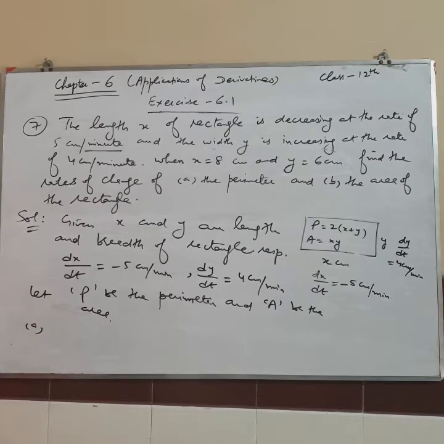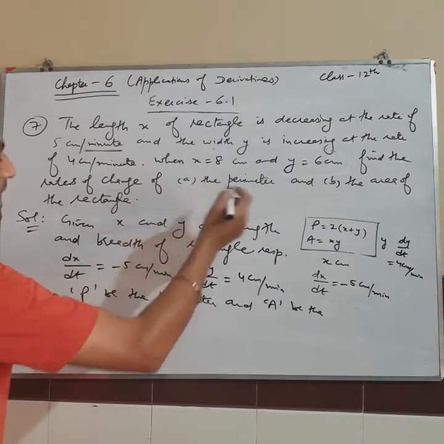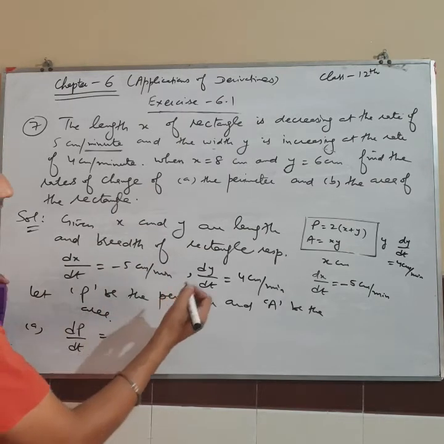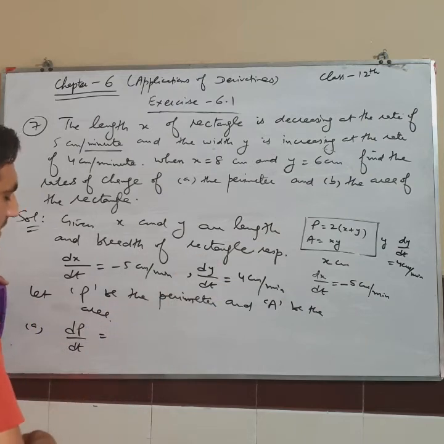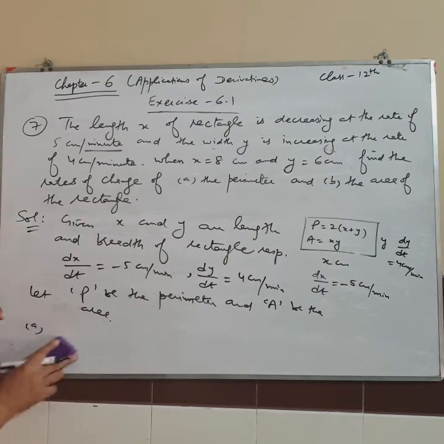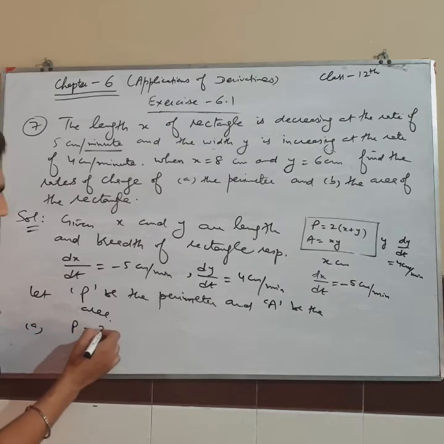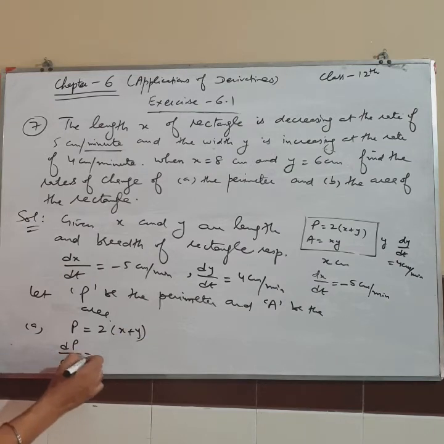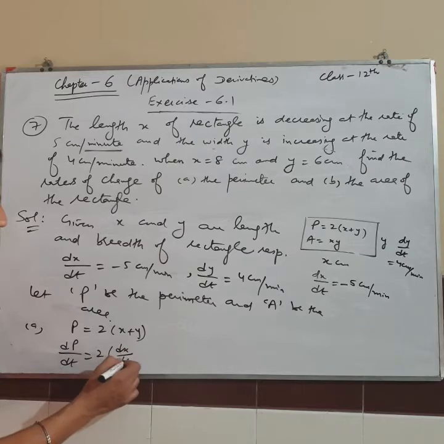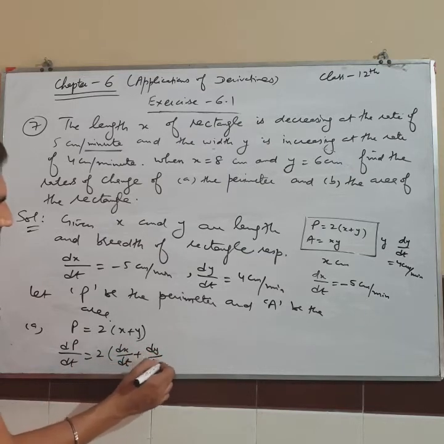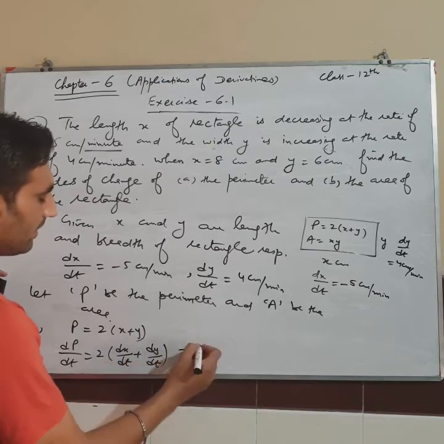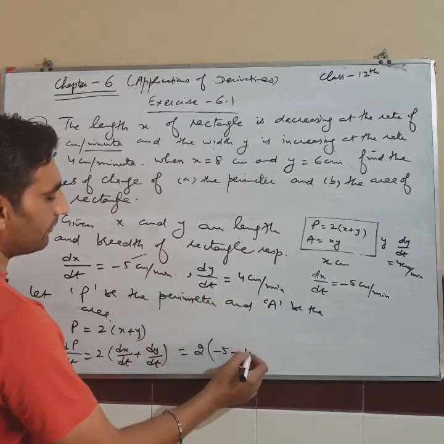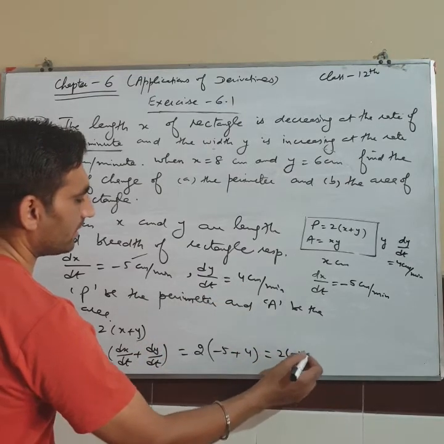So we will write first about perimeter and area. I am writing part number A. What is given? Rate of change of perimeter, so dP over dt. What will be dP over dt? Firstly mention perimeter. Perimeter is 2 into length plus breadth. Now write dP over dt. It will be 2 as it is, dx over dt plus dy over dt. Now you have to write values. You have dx over dt given here, minus 5, and dy over dt is 4, which will give 2 into minus 1, that is minus 2.